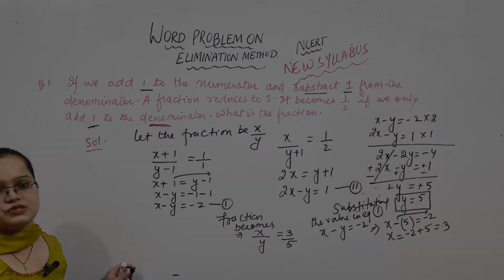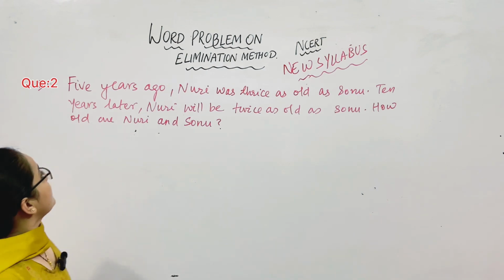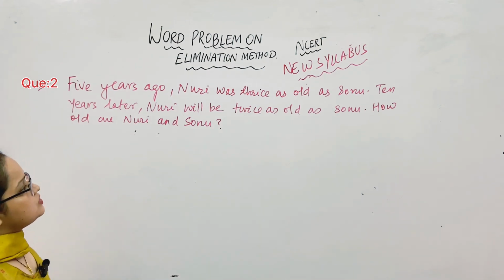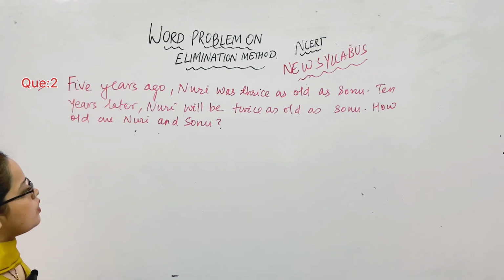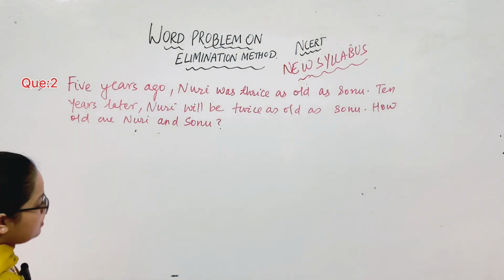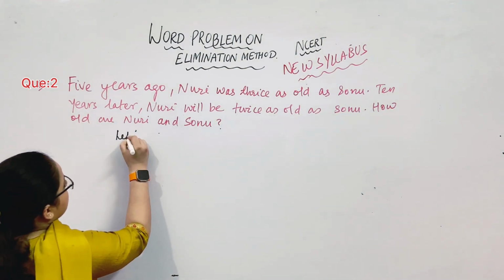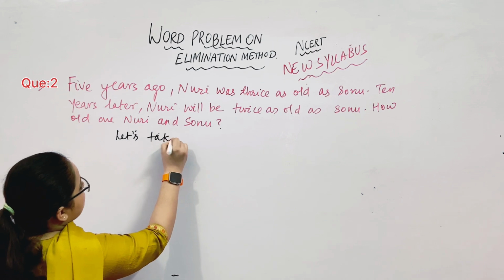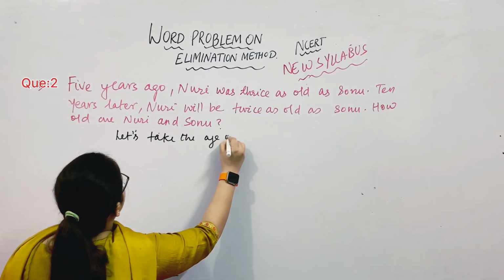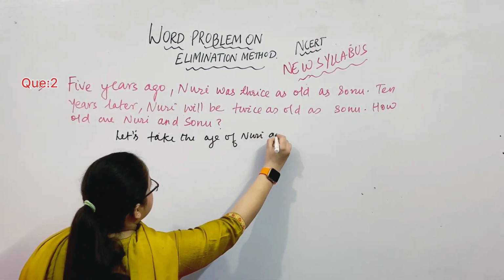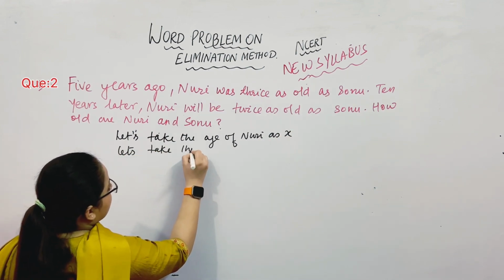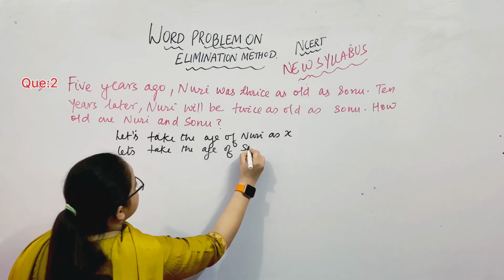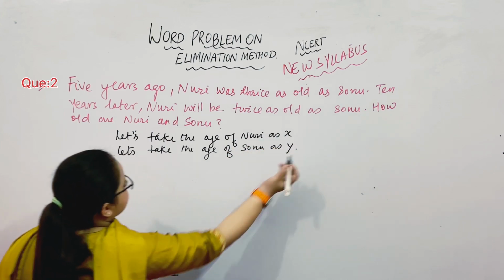Let's see another question. Second question says, 5 years ago, Noori was thrice as old as Sonu. 10 years later, Noori will be twice as old as Sonu. How old are Noori and Sonu? So, let's take the age of Noori as x. Let's take the age of Sonu as y.